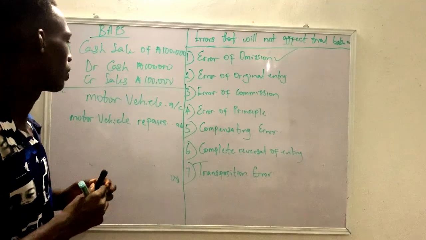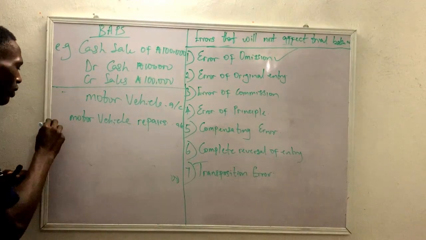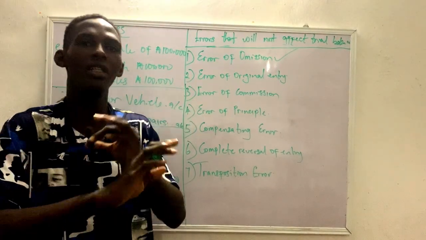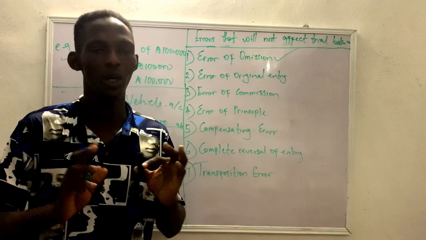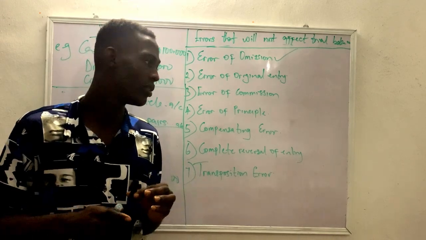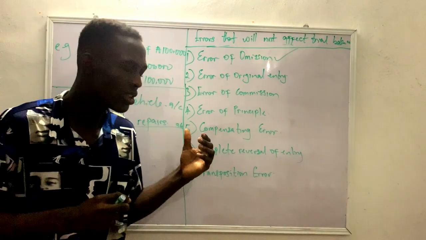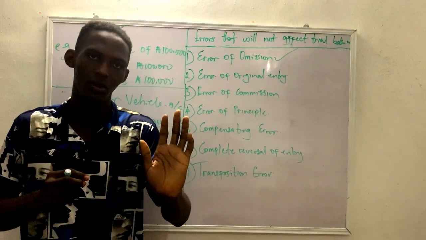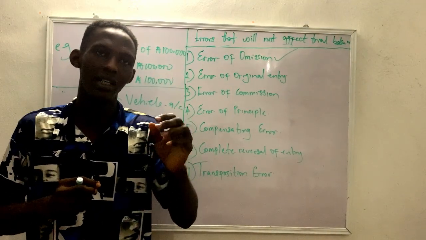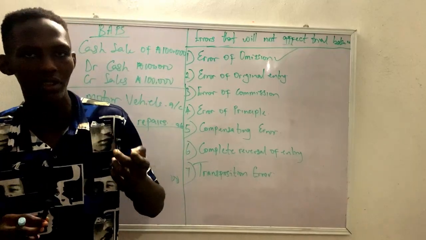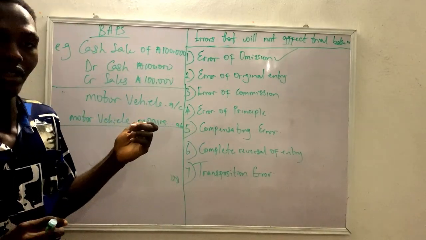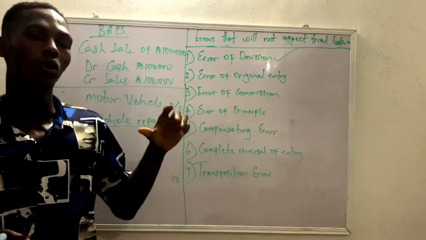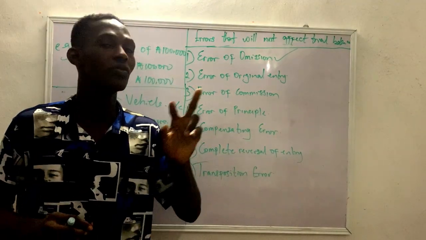Now, compensating error. So what's compensating error? Compensating error is the type of error that occurs within two unrelated accounts. Now, what do I mean by that? I won't give it as a straight definition, but let us put it this way. Compensating error is the type of error that occurs when a certain amount is missing, or should I say lacking, coincidentally, between two different accounts.